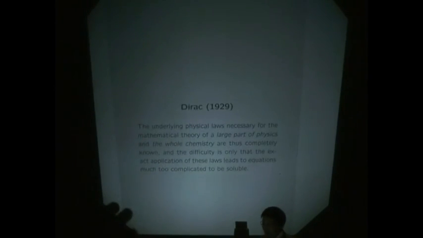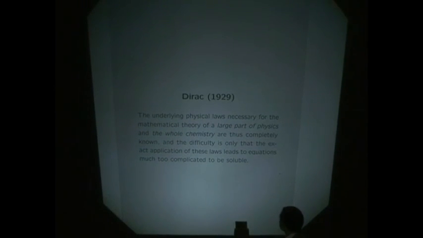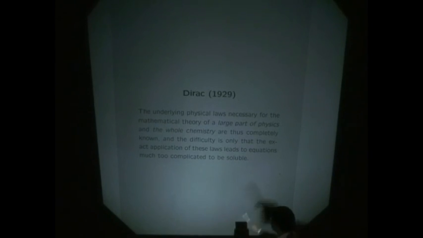As a matter of fact, Paul Dirac pointed this out. He said that a large part of physics, he didn't say all of physics, he said a large part of physics and the whole of chemistry, he was sure chemistry is completely known, because you just have to solve this equation. The only problem is that this equation is too complicated to solve.